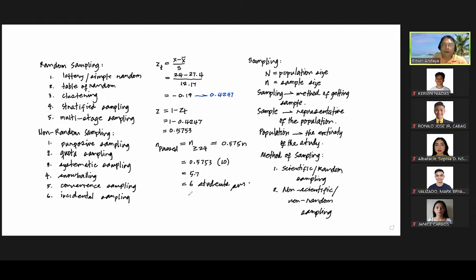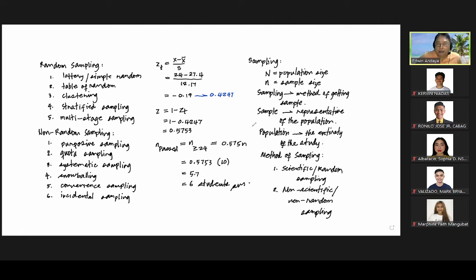Okay, before we start discussing inferential stat, we end our discussion of descriptive stat. We discuss first sampling. Sampling is a method of taking a sample, a sample that is representative of the population.